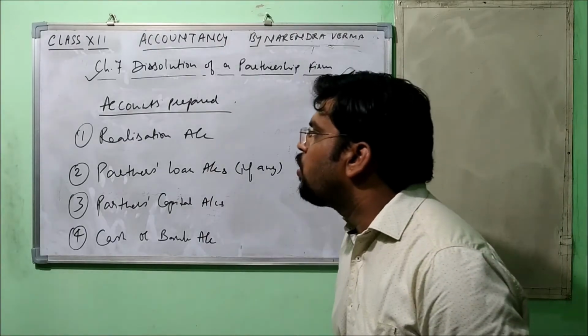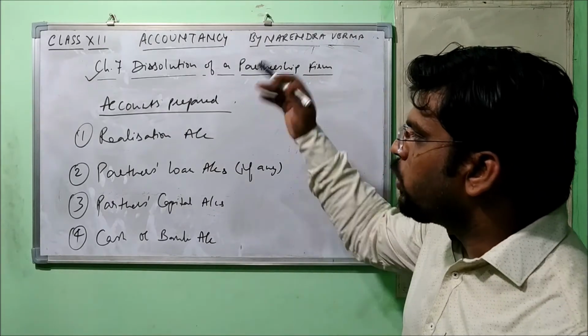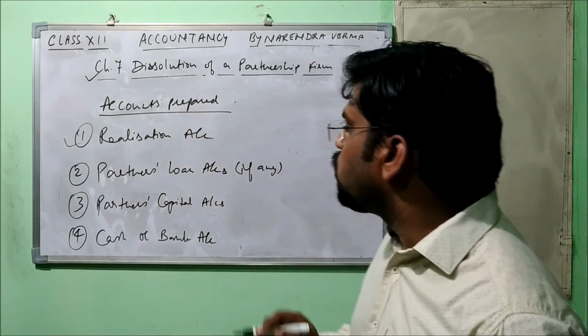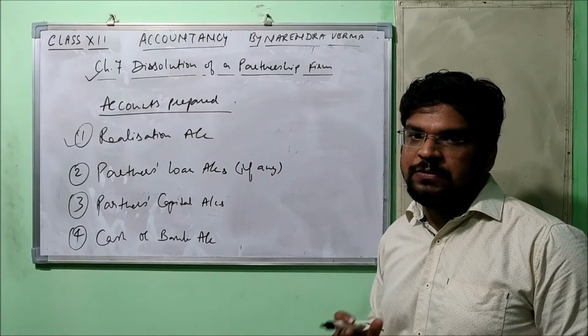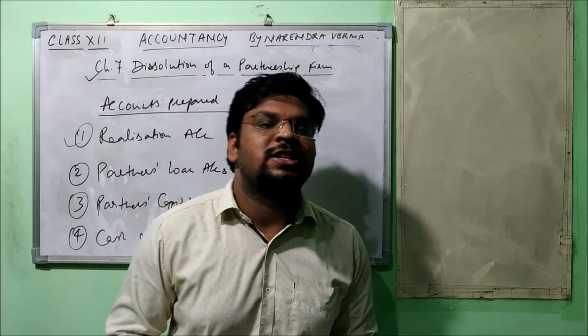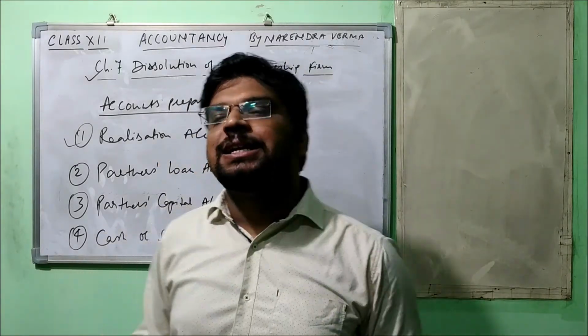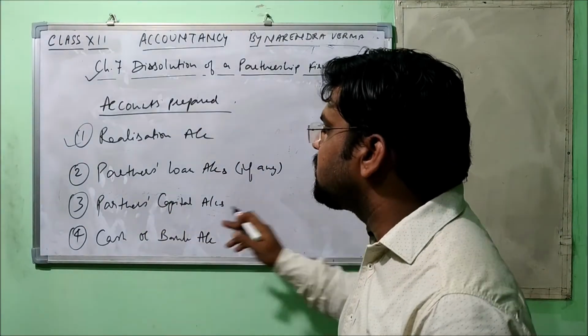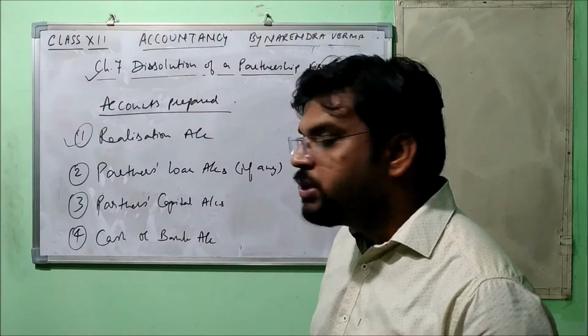So at the time of dissolution of a partnership firm, the following accounts are prepared: realization account, and partner's loan account, if any. Means if any loan on the liability side is given, that a partner has financed to the firm, then in that case partner's loan account will be prepared, right? And partner's capital accounts, definitely these need to be prepared.